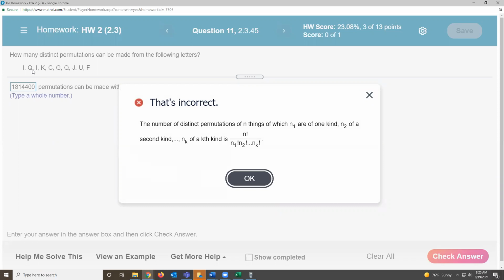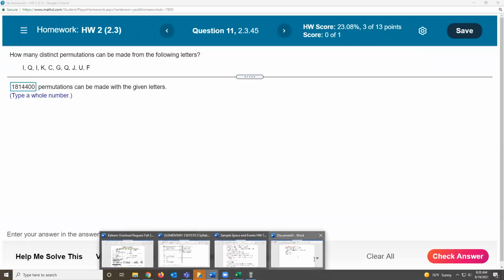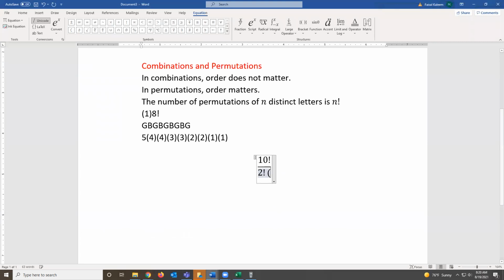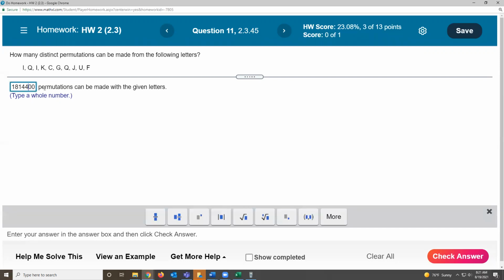2 i's, Q, K, C, G. Oh, there are 2 Q's as well here. I didn't notice that. So for the 2 Q's, we'll have another 2 factorial here. And now that means that the answer we wrote needs to be divided by another 2. And that would give us 907,200.